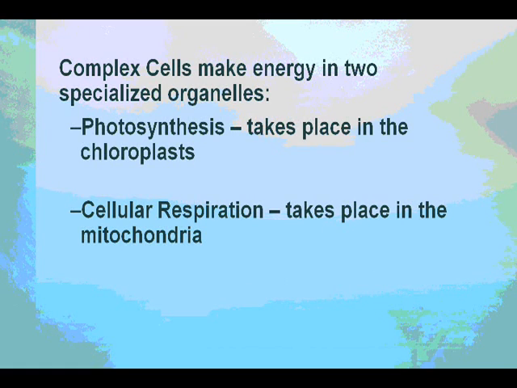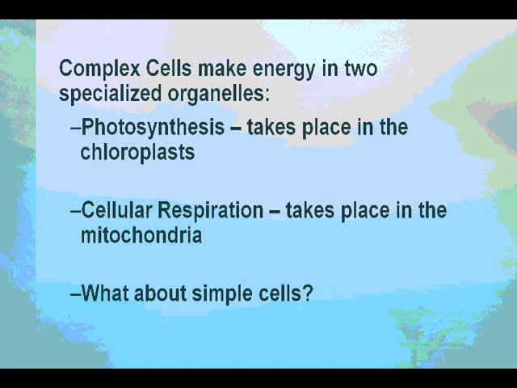We're going to be talking about 2 ways in which complex cells make energy: photosynthesis and cellular respiration. This lecture focuses on photosynthesis, and that's the process that takes place in the chloroplast. Cellular respiration will be a future lecture. That takes place in the mitochondria.